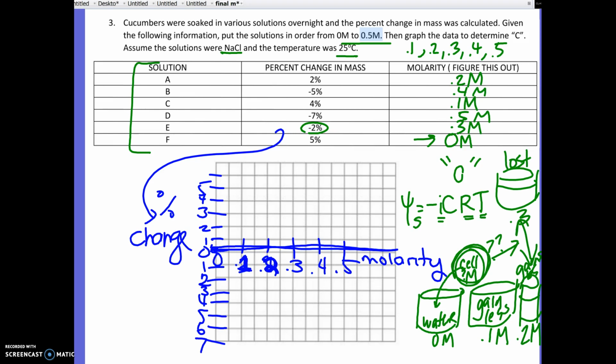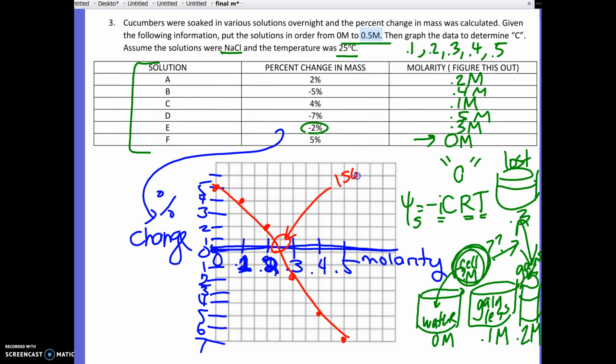All right, so now you're just going to plot your points. Very, very quickly, my 0 molar gained 5%, so that's going to be here. My 0.1 gained 4%. My 0.2 gained 2. My 0.3 lost 2. My 0.4 lost 5. Oops, sorry, here. And my 0.5 lost 7. I don't care if you make a line of best fit or you connect them. It does not matter to me. This was a 5. The important thing is that you determine where it crosses.